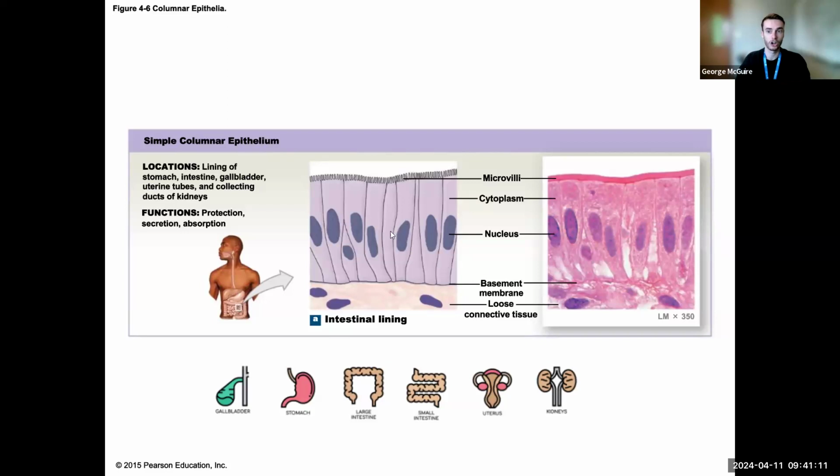Even though we have these long cell shapes, which may be as long as multiple layers of squamous epithelia, or as long as stratified layers of cuboidal epithelia, this is one cell all the way from the basement membrane to the apical surface. So simple columnar epithelia, where we just have one layer, would be found in the linings of our digestive system.